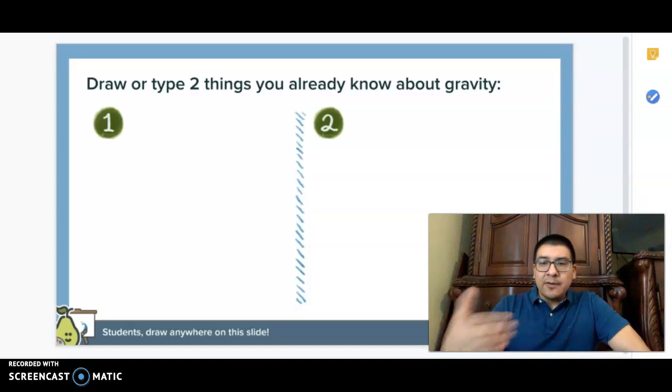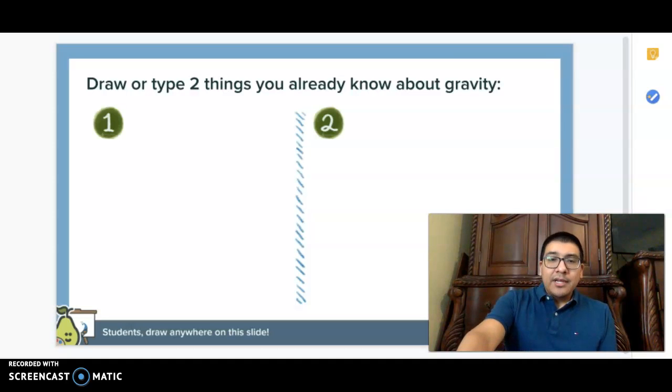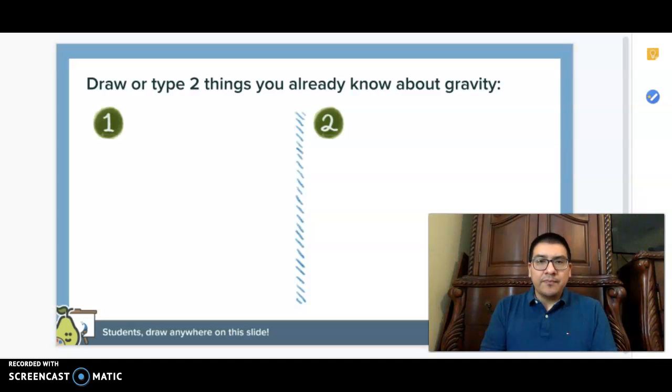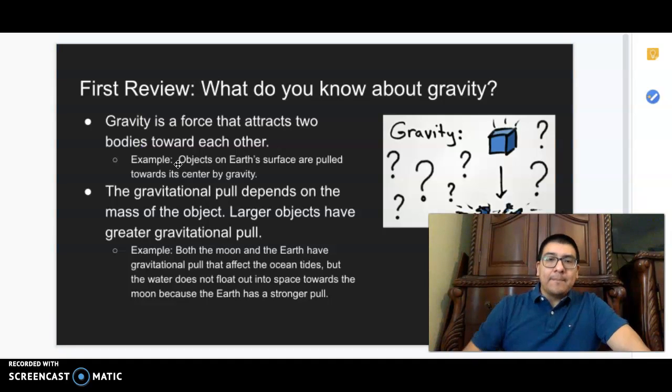If we're doing this in class, I would have everything done in their journals. I'd give them about 4 minutes to complete this, and I would call on, no, I think I'd call on four students to give me their responses. One thing that they know about gravity. So after that, we'll go into the review.